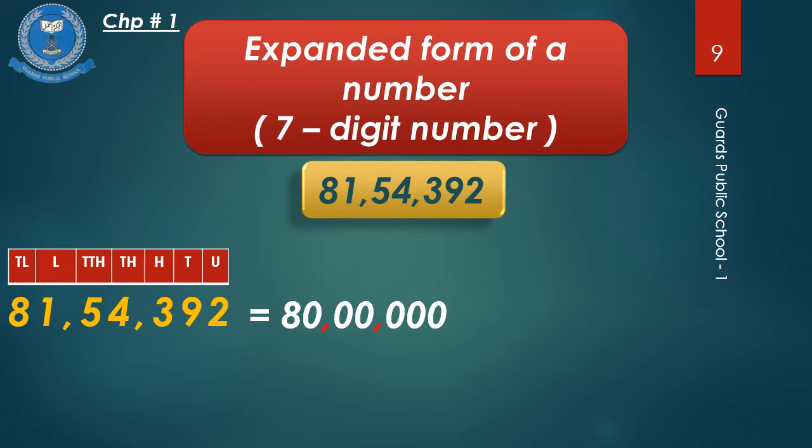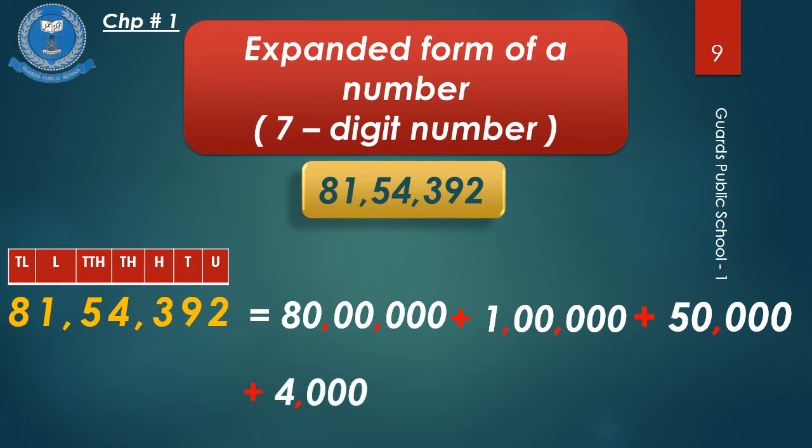Plus 1 is at lakhs place, 1 with 5 zeros. Plus 5 is at 10,000 place, 5 with 4 zeros. Plus 4 is at thousand place, 4 with 3 zeros. Plus 3 is at hundred place, 3 with 2 zeros. Plus 9 is at tens place, 9 with 1 zero. Plus 2 is at unit place, so 2 will be written as it is.